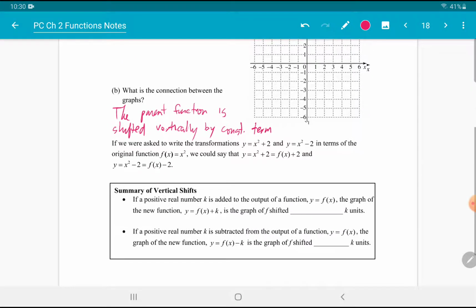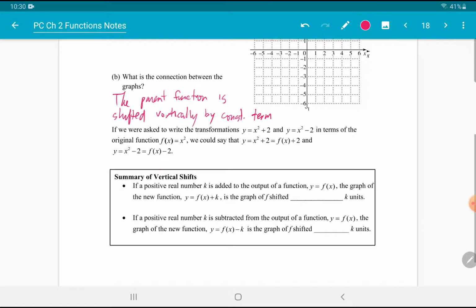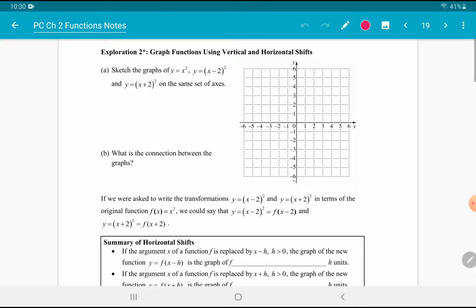Okay, so we see here in our summary of vertical shifts, if we have y equals f of x plus k, the plus k is being applied to the parent function after the fact, then the graph of f is shifted up k units, versus if you have y equals f of x minus k, then the graph of f is shifted down k units. Okay, let's take a look at our next transformation.